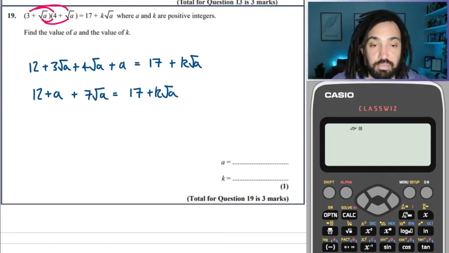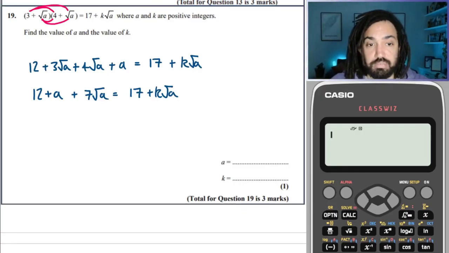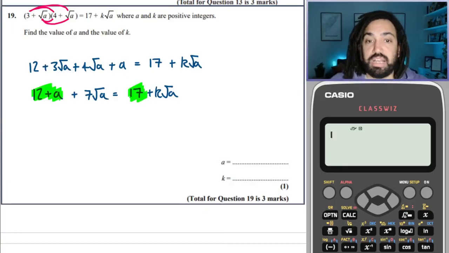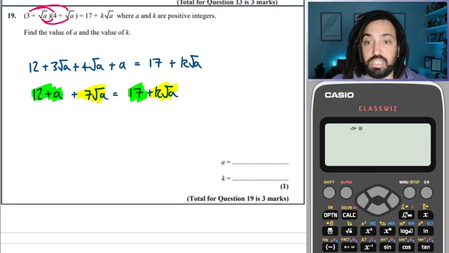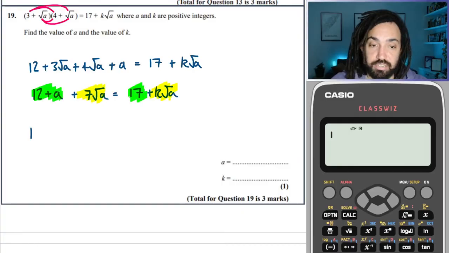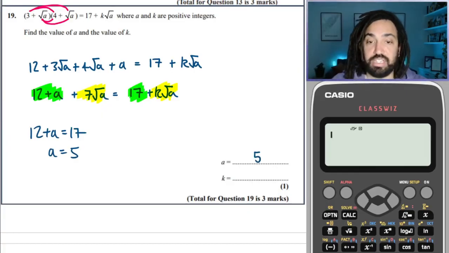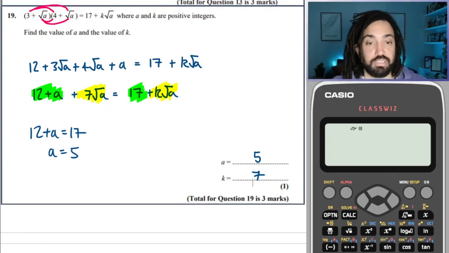Okay, so once again, I can't remember what colours I used last time. I think we said that the greens were the non-surds, and the yellows were the surds. So just looking only at the greens, I think it's pretty clear to see that if 12 plus A equals 17, then A must equal 5. And then looking at the yellows, really clear to see k is 7. Bosh.